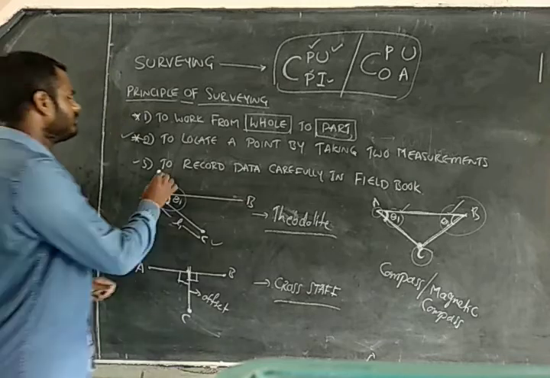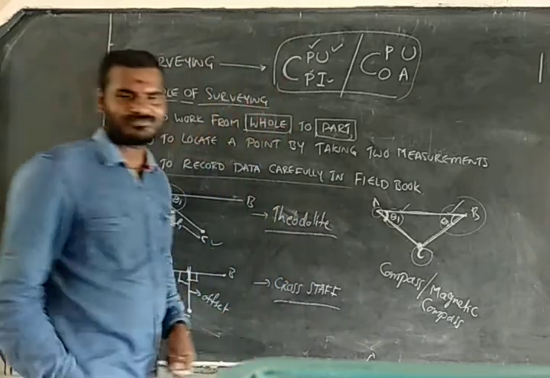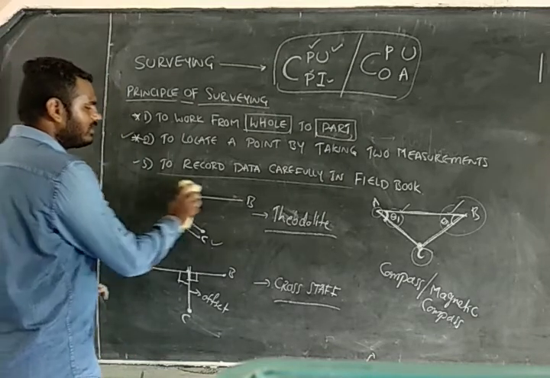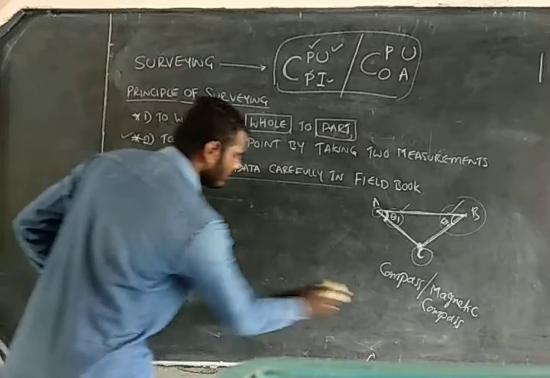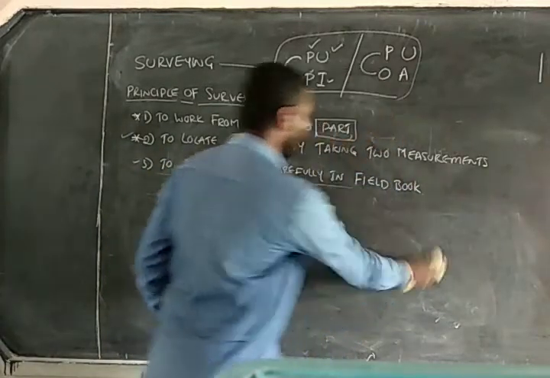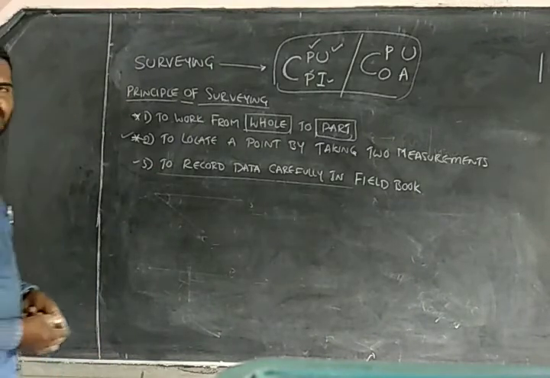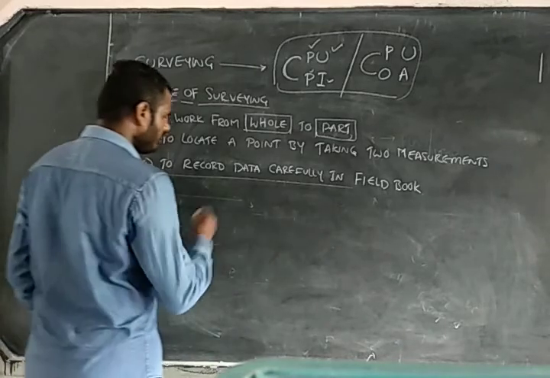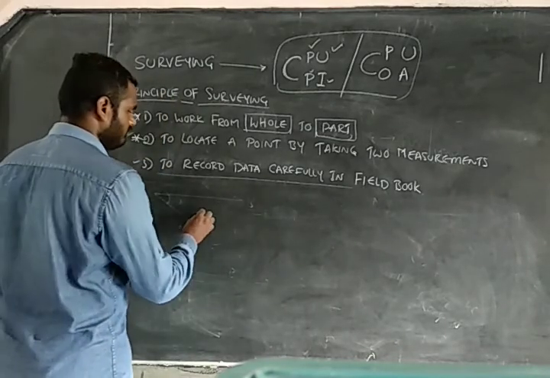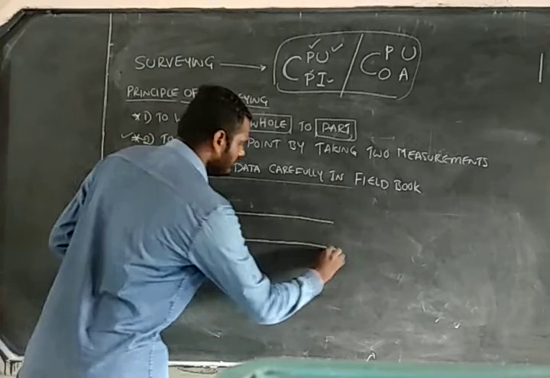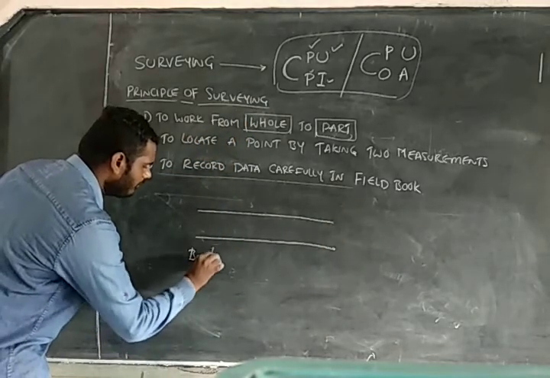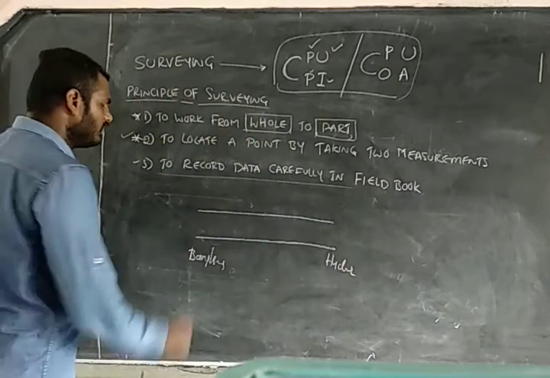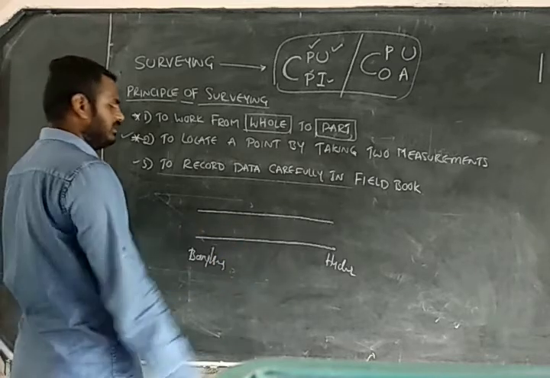Okay, and the third principle is to record data carefully in the field book. This is also important. This also comes under the principles of surveying. So when you record the data in the survey book or in the field book, you have to mention and locate the positions. Suppose I want to measure the length from one position to another position. Let us take Bangalore. Let us consider that this is the Bangalore highway to Hyderabad, Bangalore to Hyderabad.